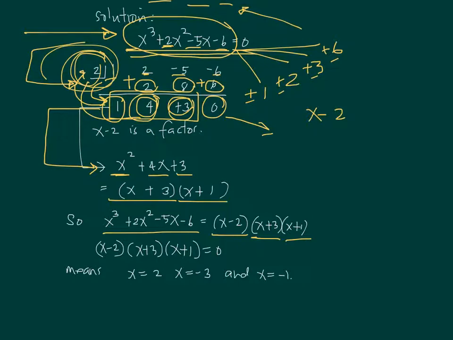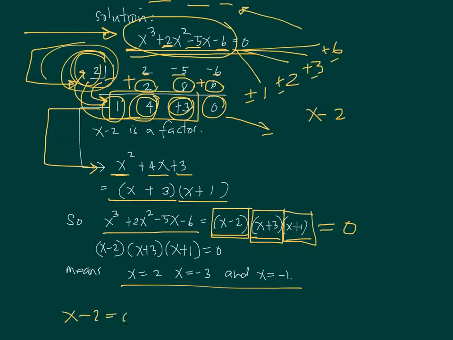Now, we want this to be 0, right? And then the idea is that this will be 0 whenever this is 0, this is 0, or this is 0. Okay, so if x minus 2 is equal to 0, then this gives us x equals 2. So that's x equals 2.